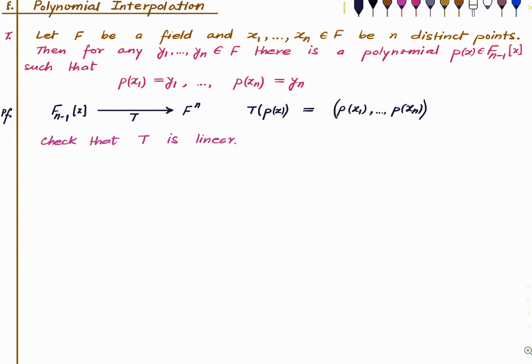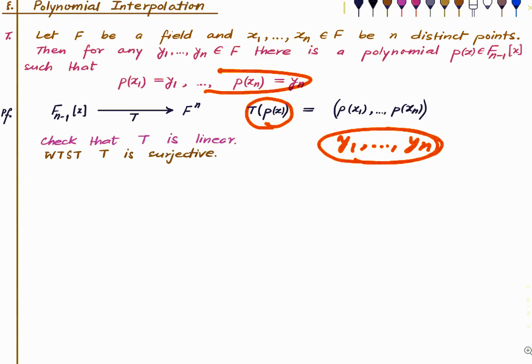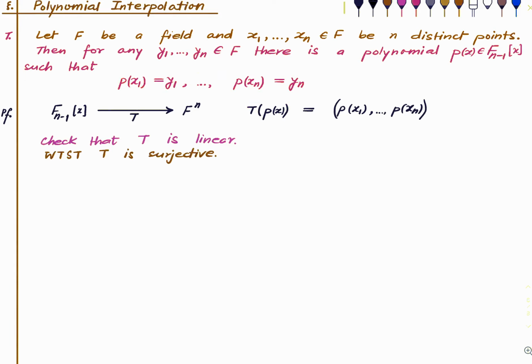This is really what the theorem asks us to prove. Why? Because what it is saying is that for any y1 up to yn, there is some polynomial that fits the data. Meaning, once you choose y1 up to yn, there is some polynomial for which T of p(x) is the same as this thing. That's exactly what this means. So once you realize that, we want to show that T is surjective. But since these two vector spaces are of the same dimension, we just need to show that T is injective. So it suffices to show that.